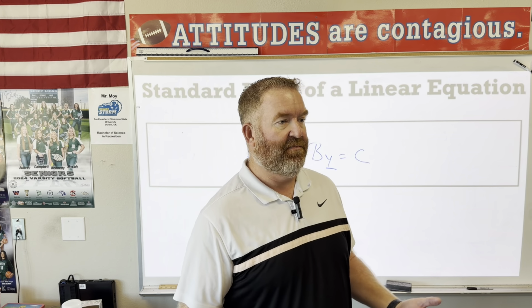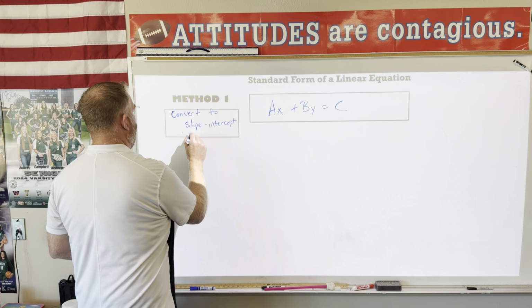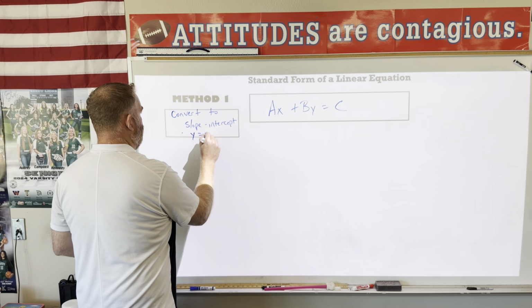Method number one. To solve these, we're going to convert to slope intercept. And of course, I'm going to give you the keys to this. Here it is, AX plus BY equals C. There's your equation again. I'm going to convert this to slope intercept form. Now, what is slope intercept form again? Y equals mx plus b.